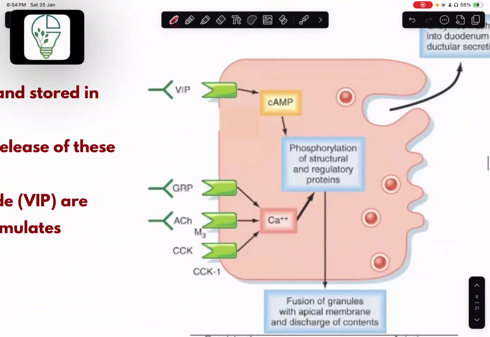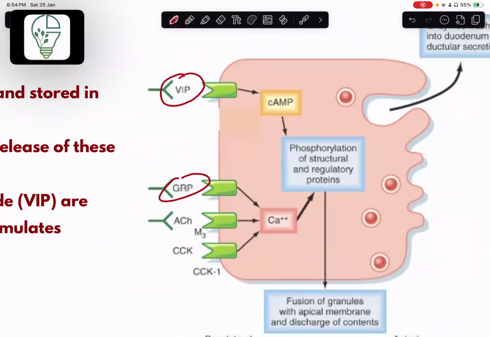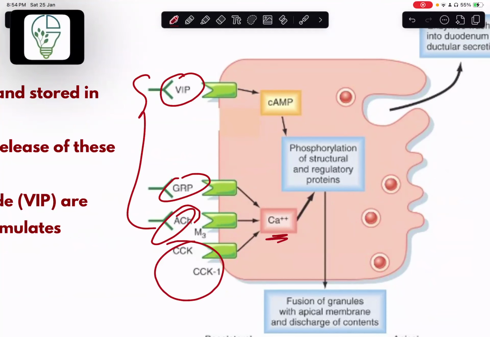As we said, we have VIP, we have GRP, we have acetylcholine through the muscarinic receptors. All of these are neurotransmitters. And we have CCK through the calcium pathway.